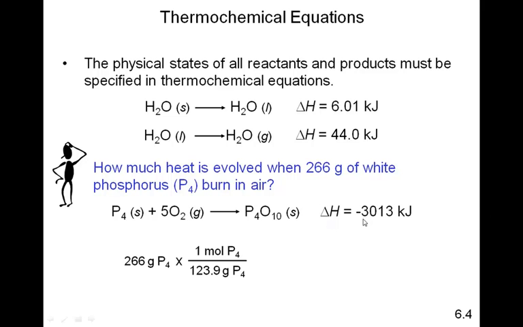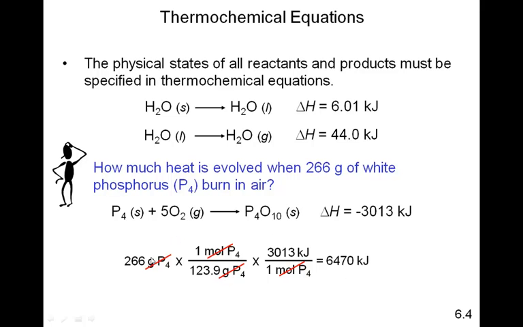Now remember, this is telling us that 3,013 kilojoules of energy is released for every 1 mole of P4 that burns. We don't have 1 mole, we've got 266 divided by 123.9 moles worth of P4. So we're now going to multiply that times the number of kilojoules per 1 mole. And of course, if we multiply these things out, grams cancel, moles cancel with moles, we find out that 6,470 kilojoules of energy is released. We get 3,013 kilojoules released per mole, and when 266 grams, which is a little more than 2 moles, we get 6,470 kilojoules of energy being released.